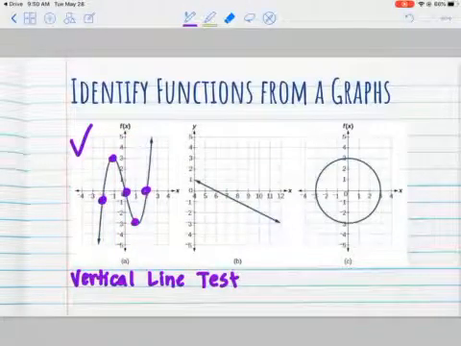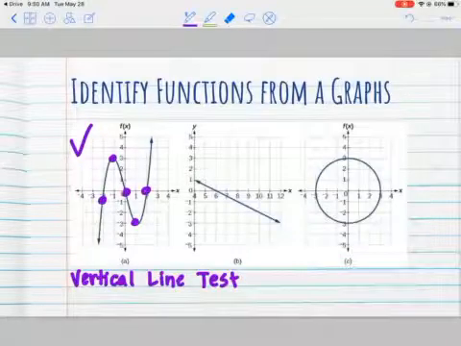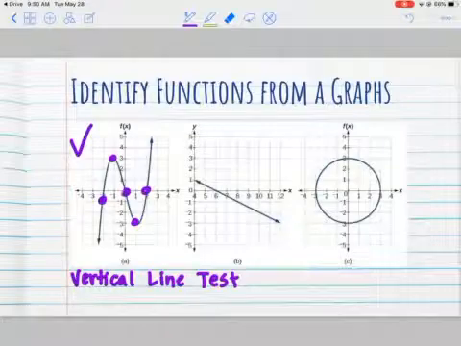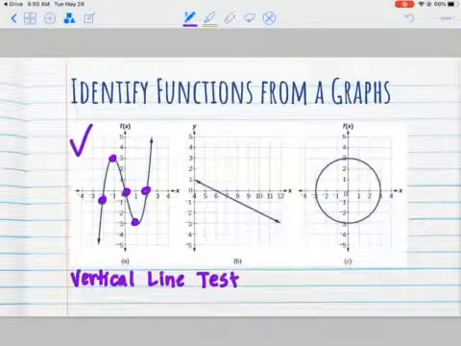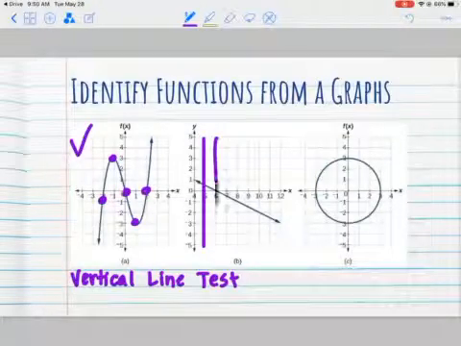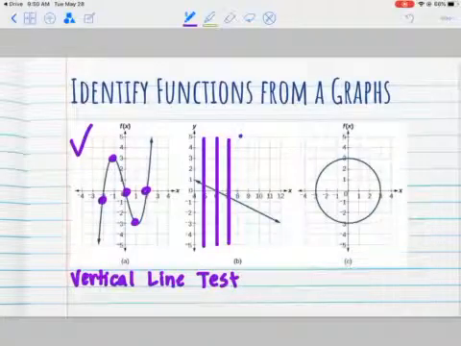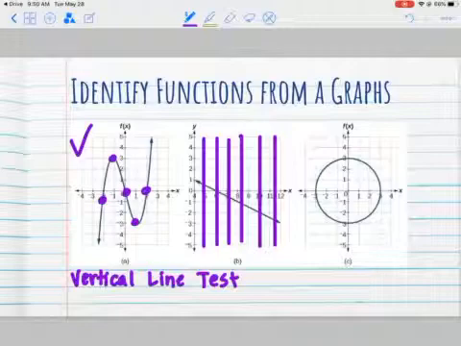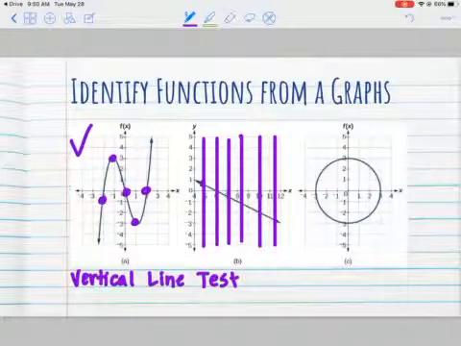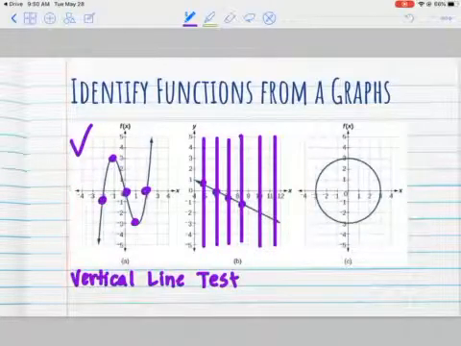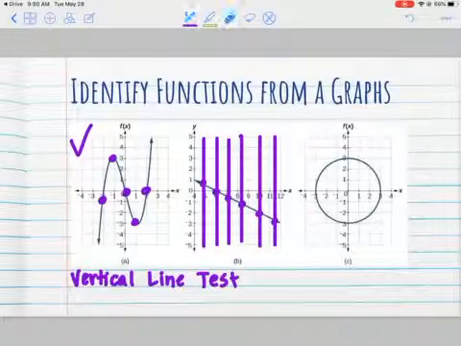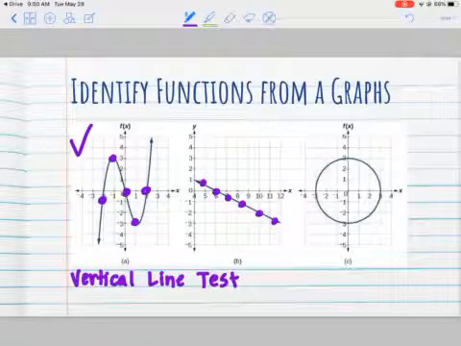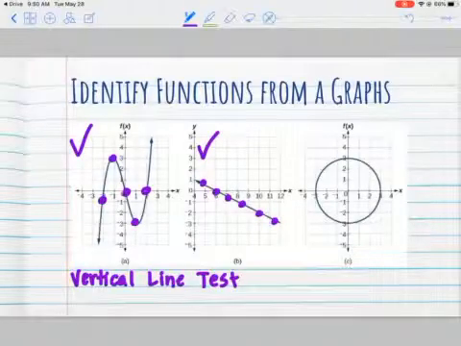Let's go back to see what that graph looked like. Each x value only had one y value at that point. Let's look at the next one. If I think about drawing some vertical lines down through here, I want to make sure that there's never a time when my vertical line hits more than one point. If I look at each vertical line, there's only one point from the graph on that vertical line. So this graph passes the vertical line test and it is a function.